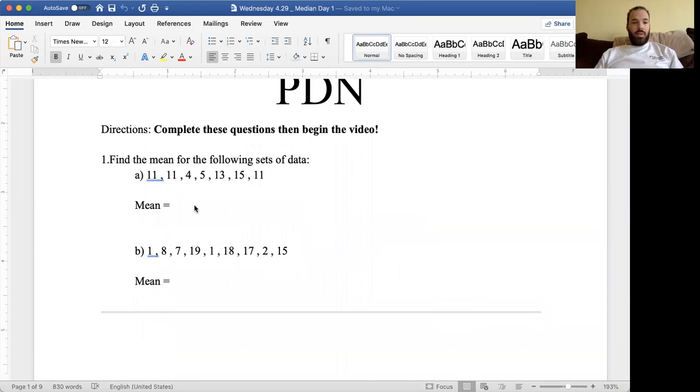Okay, we're now on day 3 of this for mean. First step, you should add them all together and you get 70. Once you get 70, you divide by however many there are. There's 1, 2, 3, 4, 5, 6, 7. 70 divided by 7 gives you a mean of 10.